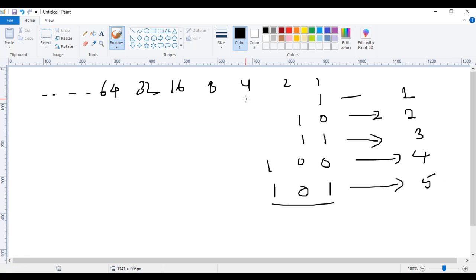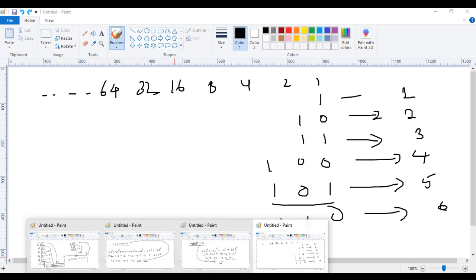To represent 6, 4 plus 2 is 6. So, underneath 4 we write 1, underneath 2 we write 1, remaining place we put 0. So, 110 indicates 6. So, we can represent any decimal number in binary equivalent by remembering this 2 to the power series guys. I hope you guys have clearly understood.